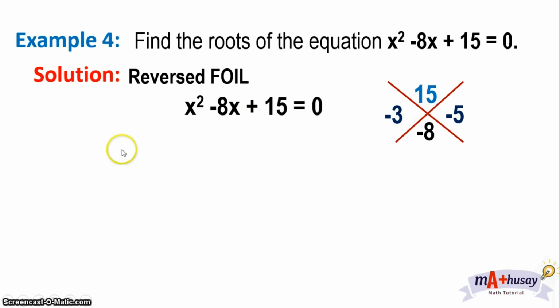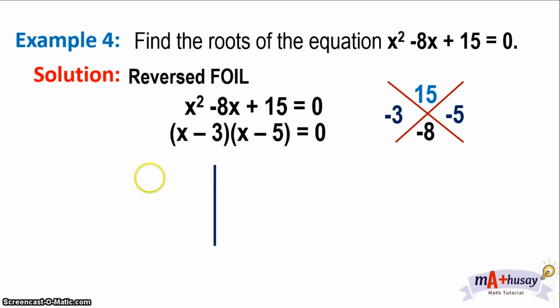So the factors of x squared minus 8x plus 15 are the quantity of x minus 3 times the quantity of x minus 5 equals 0. So this time, we can solve for the values of x. So we have two equations, again by applying the zero product property.